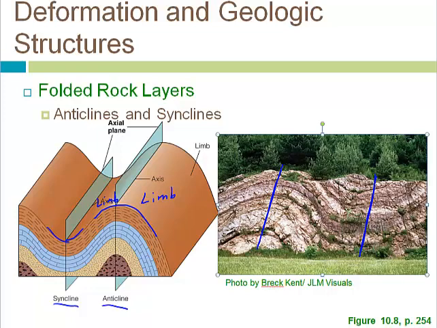So the axial plane divides the fold in half. Each half is called a limb, like I said, and there's an imaginary line that forms the intersection between the axial plane and the fold in the bed. Syn is with, so you're at the bottom of the hill and you go up. Anti is against and you go down.